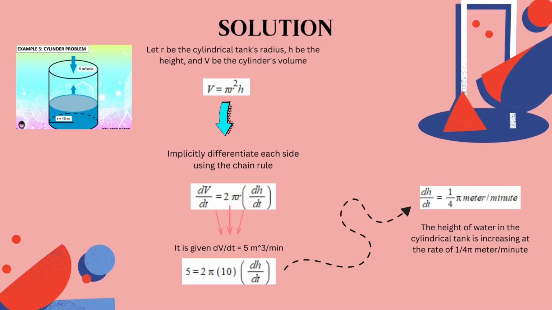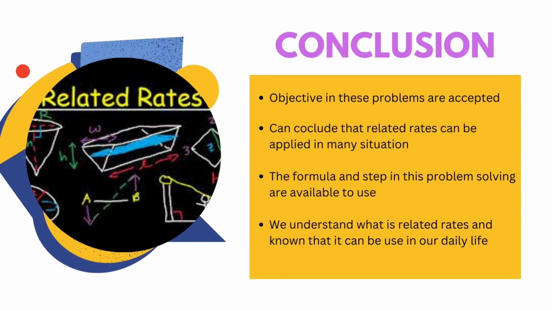So, the conclusion that we get is, firstly, the objectives in these problems are achieved. Secondly, we can conclude that related rates can be applied in many situations. Next, the formula and steps in this problem solving are available to use. And the last one is, we understand what related rates are and know that they can be used in our daily life.